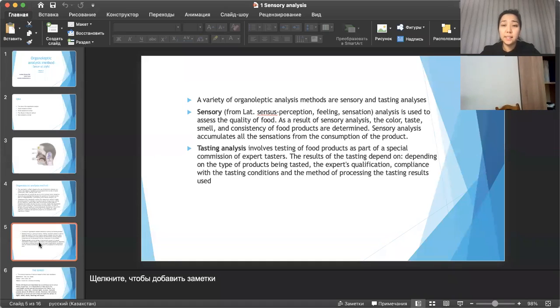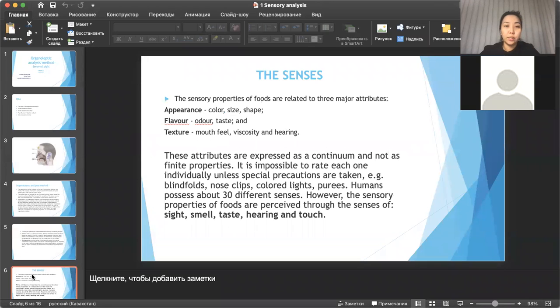The results of the tasting depend on the type of products being tasted, the experts' qualification, compliance with the tasting conditions, and the methods of processing the tasting results used. Firstly, the senses. The sensory properties of food are realized in three major attributes. For example, appearance: color, size, and shape. Flavor: odor and taste. And texture: the feel, the viscosity, and the hearing.